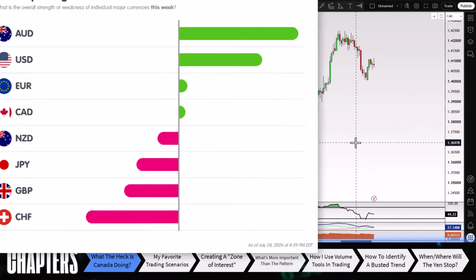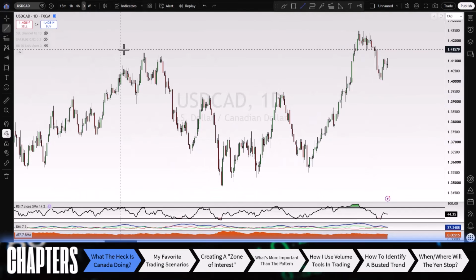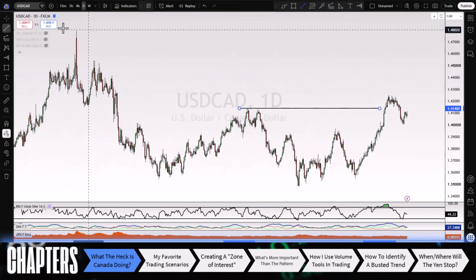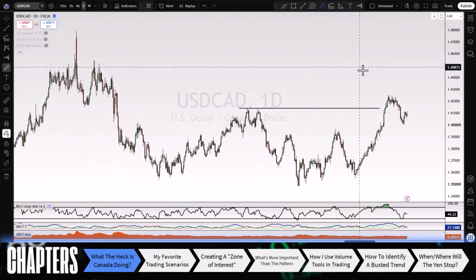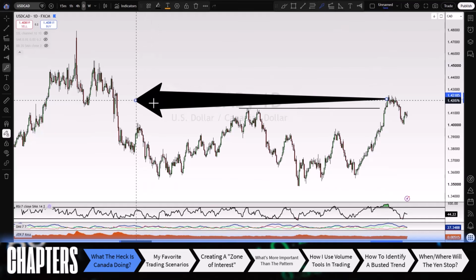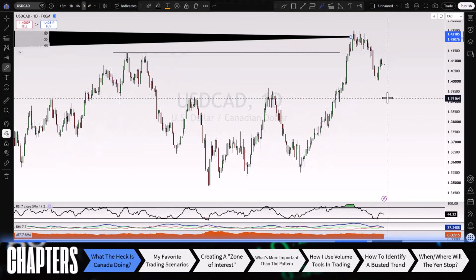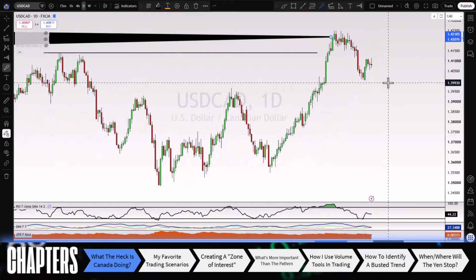Just to catch you up, the most recent move we had here on dollar Canada was a break and close above the highs here. We ran into a previous level of structure looking left. The market had a think and pretty much dropped off a cliff to the downside before starting to retrace a little bit throughout the week.